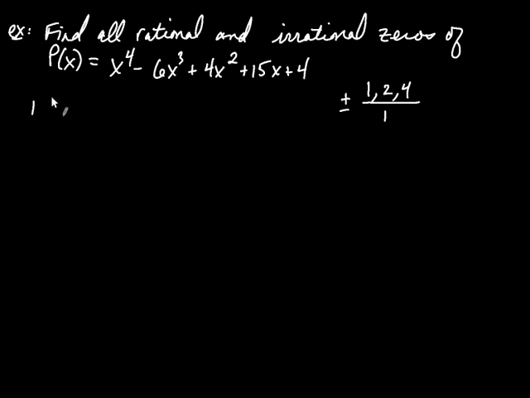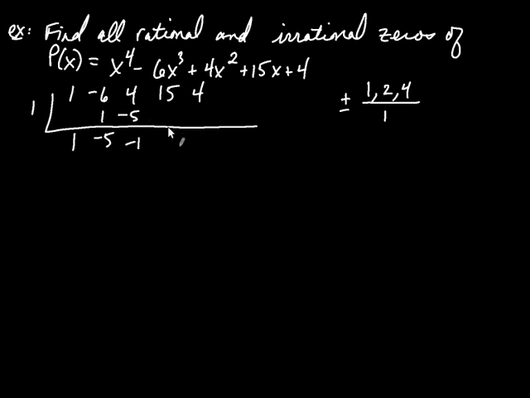So using synthetic division, we have 1. Listing the coefficients now, just like before, it's going to be 1, negative 6, 4, 15, and 4. So we have 1, negative 5, negative 1, 14, and we get 16, and that's not 0, which means that 1 is not a 0. Okay, so 1 over 1 didn't work.